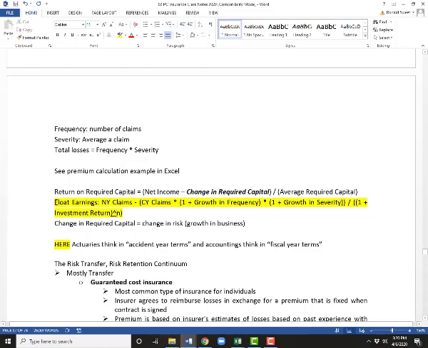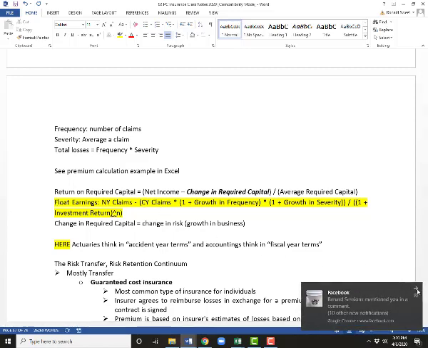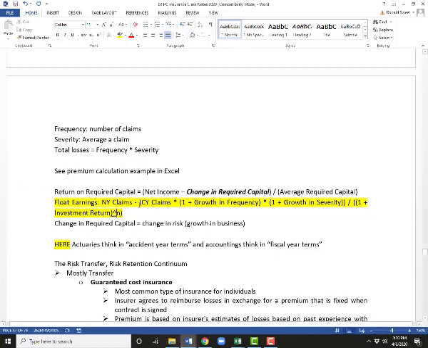LAE tends to be a little bit backloaded because you have all your adjusters. Obviously, they don't start working on a claim until it's actually filed. So expenses might be some up front, some in the back end. So the N's going to vary. I tend to keep that pretty simple.